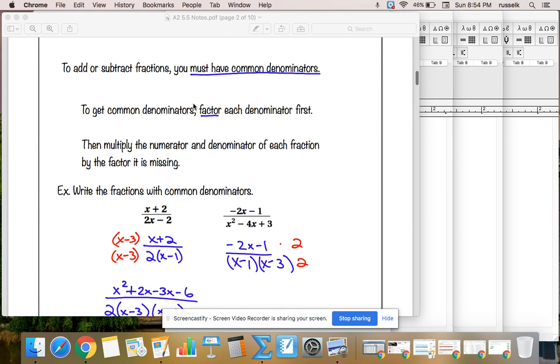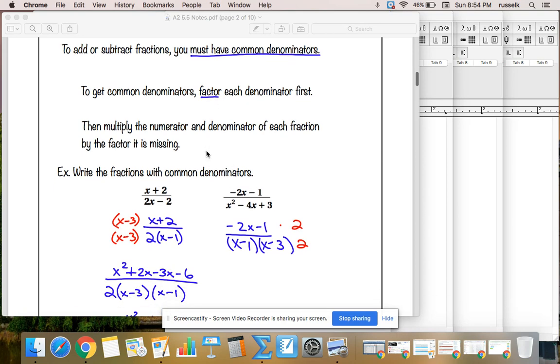To add or subtract any fractions, we have to get common denominators first. And that's the big difference between this and the previous section, is that we can't just start in with the addition and subtraction until we get common denominators. To get common denominators, we'll want to factor first if you can. That lets you see what's in each denominator so that we're not multiplying by something more than what we need.